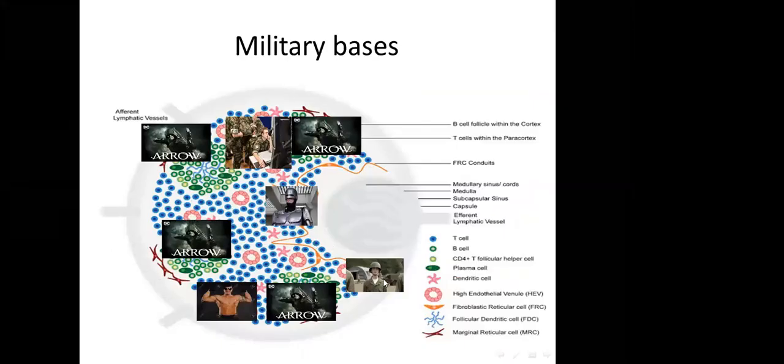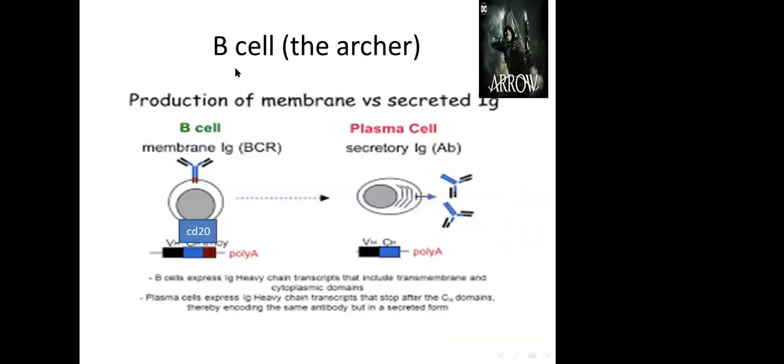This is the lymph node or the secondary lymphoid organs, and we have all types of cells: antigen presenting cells and the T cells, and we have the B cells. B cells now know everything about the antigen and start to form its arrows, which are the antibodies. So we have a different cell now, which is the B cell, and I call it the archer. Why is this the B cell? The B cell has its B cell receptor, which is the antibody.